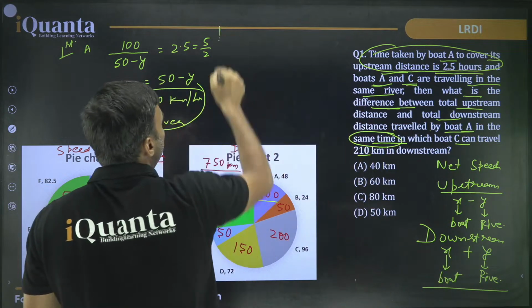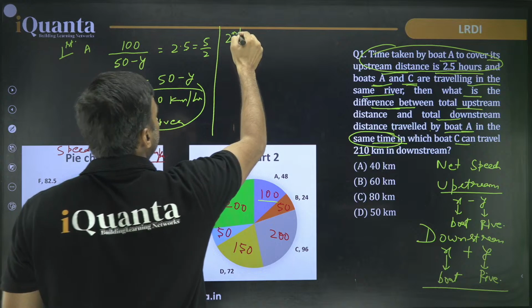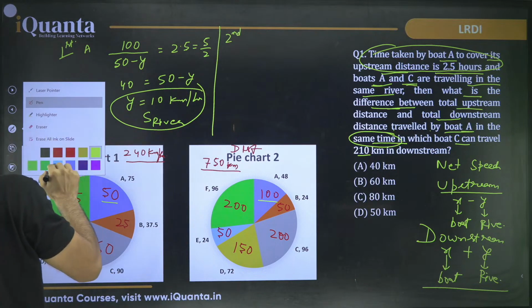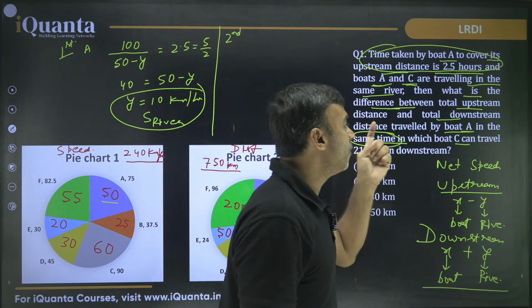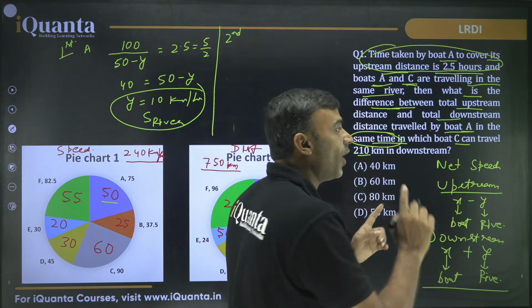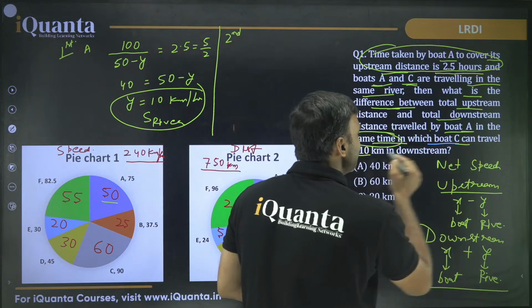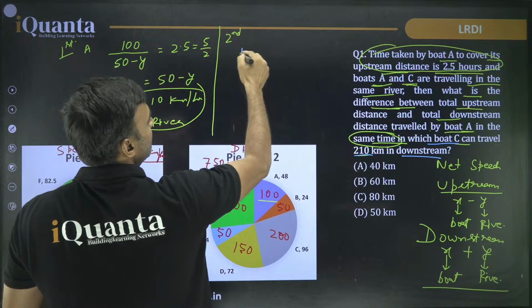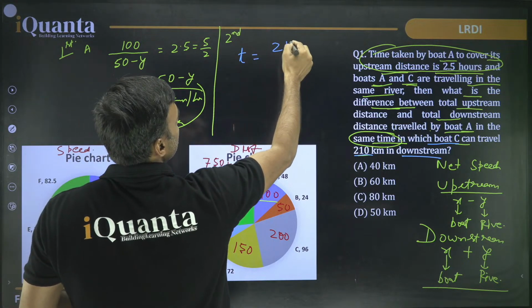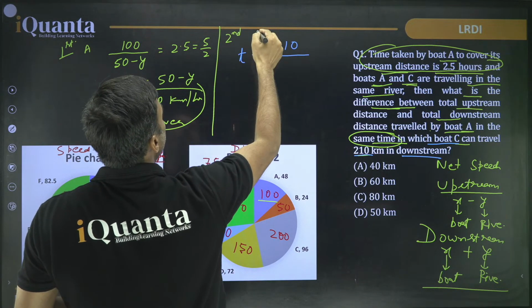So now we are talking about a second condition. Let me change the color of the pen. What is the second condition? Same time. What is that time? First you find out what is the time. Okay, on what basis? Boat C can travel 210 km in downstream. How would you find that time? Distance 210 divided by the speed.